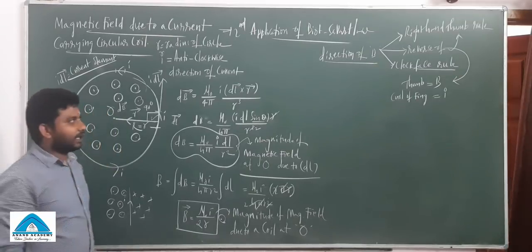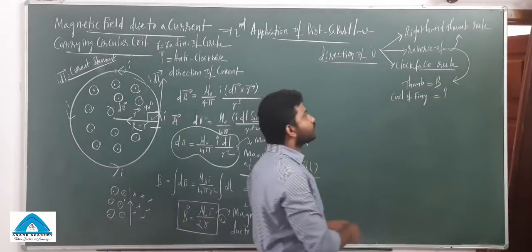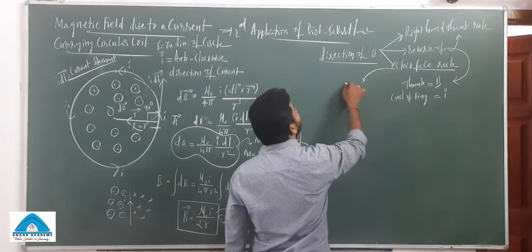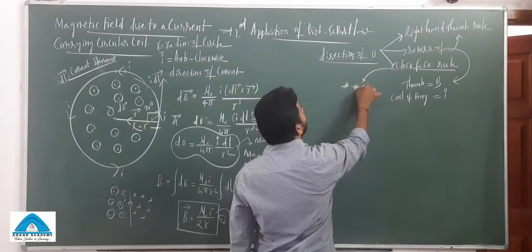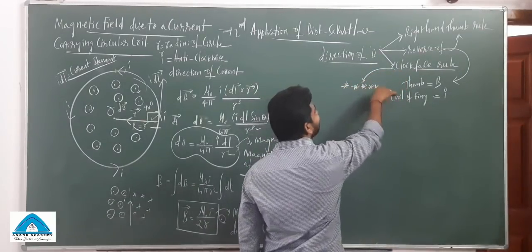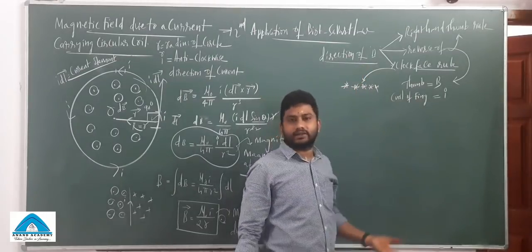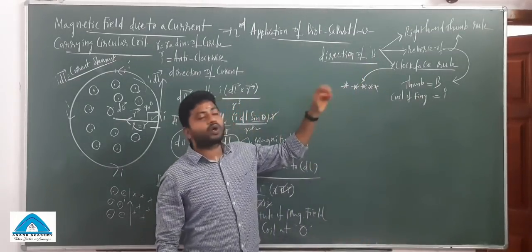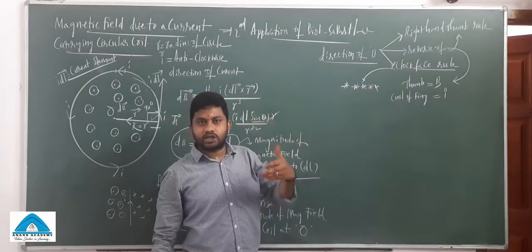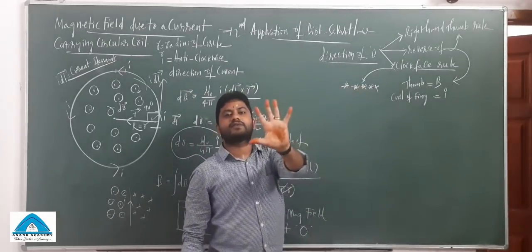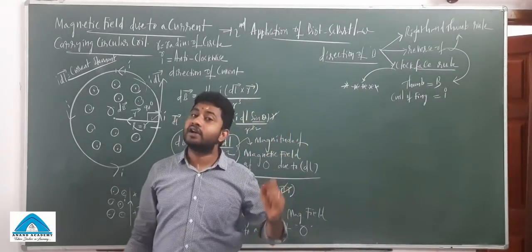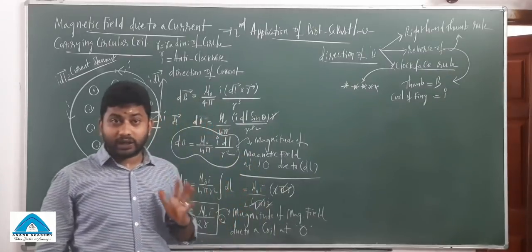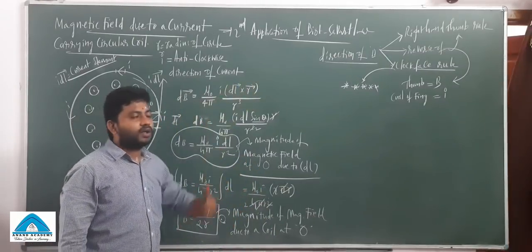It's done. Now let's see the clock face rule, which is the most important point here, because we had already discussed the right hand thumb rule earlier. So this is the new topic for you, called the clock face rule. That's the reason I have given 5 stars here. That much importance is there for this clock face rule. Clear? So what is this clock face rule?